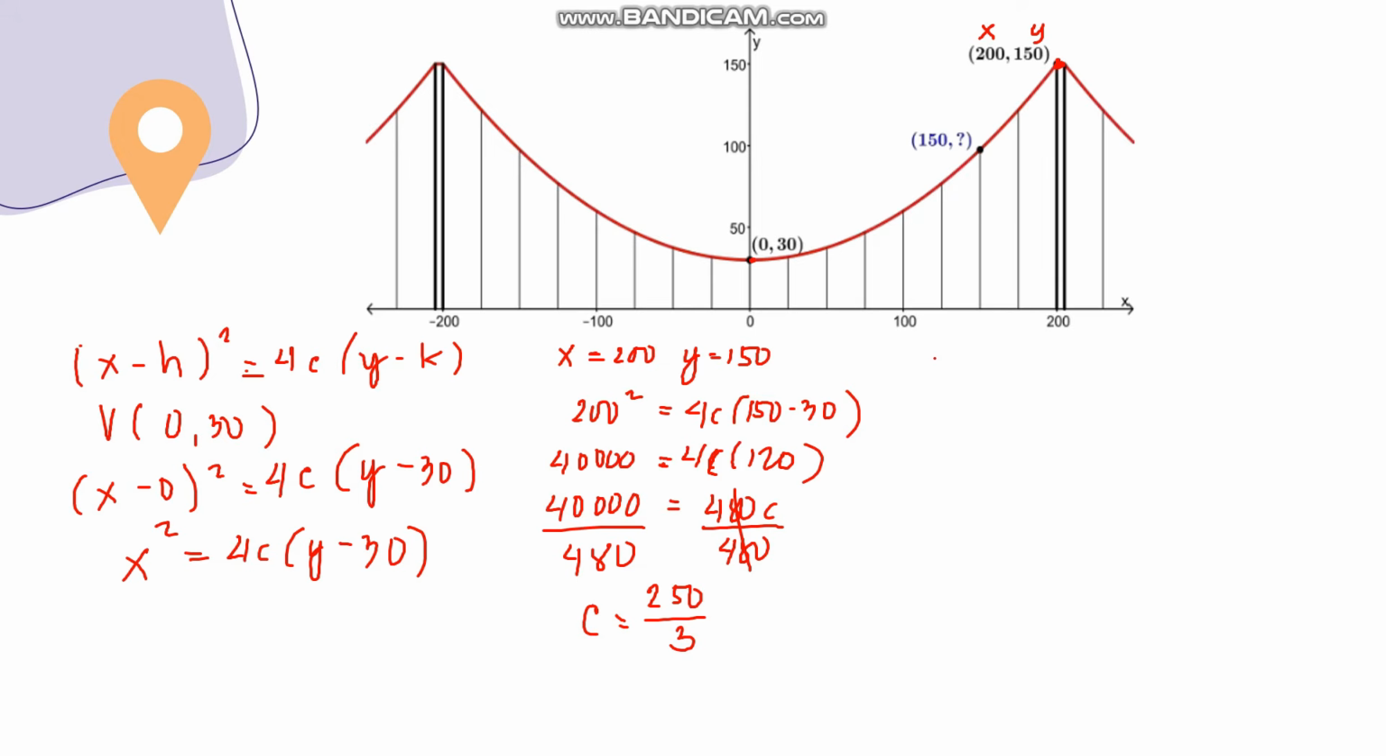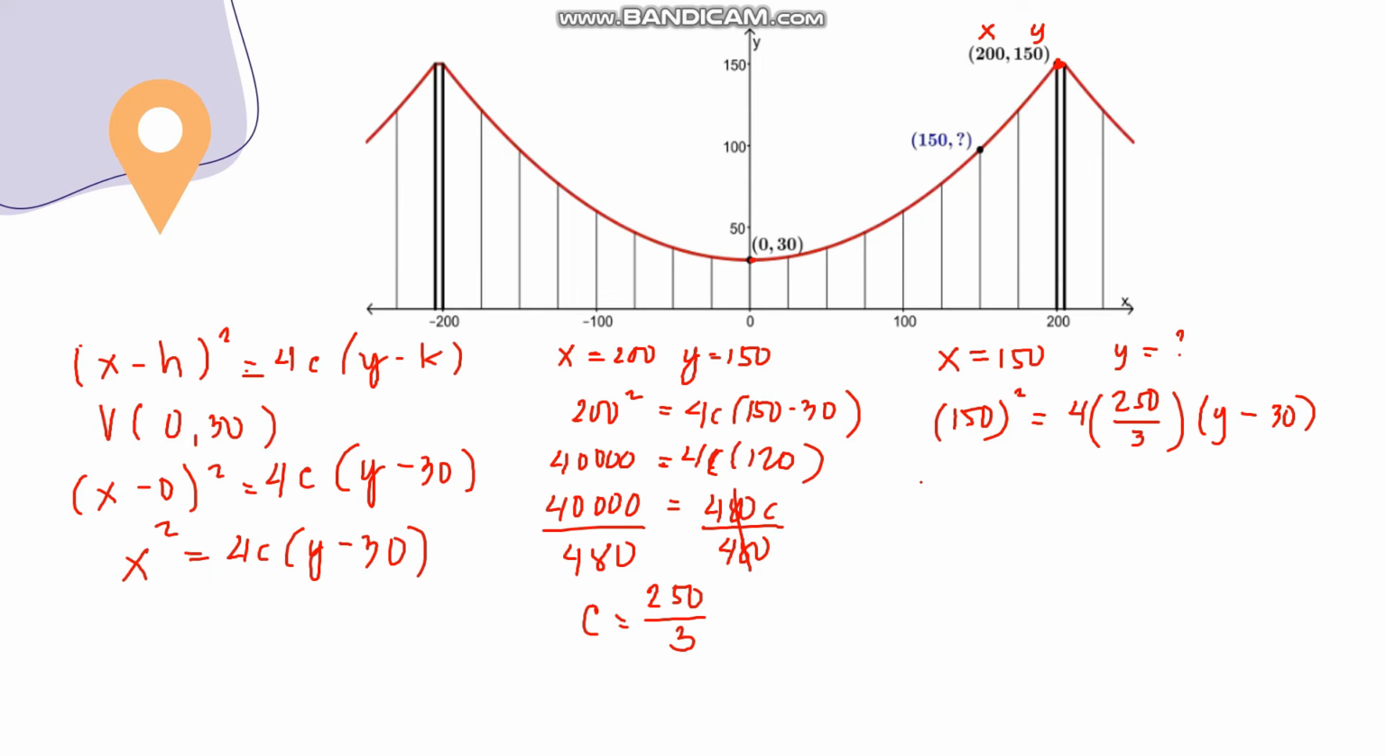So now let's solve for the value of y given that x is equal to 150. Again, we have to identify how high. The y-coordinate of this point represents the height of the cable. So that's what we are going to solve. If x is 150, what will be the corresponding value of y? Let's use now the equation and substitute the values that we know. So x is 150, squared, equals 4 times c, we have 250 over 3, times (y − 30). Let's just simplify this.